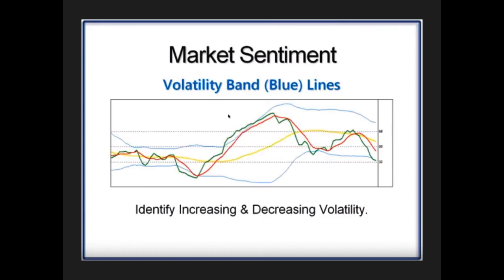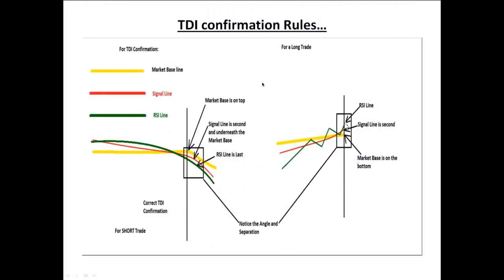All right, so we're going to go over really quickly, once again, our TDI confirmation rules, what we look for when we enter our trades. So the yellow line is our market baseline. We have our red signal line, and then we have our RSI line, which is green here, but it's black on our charts.